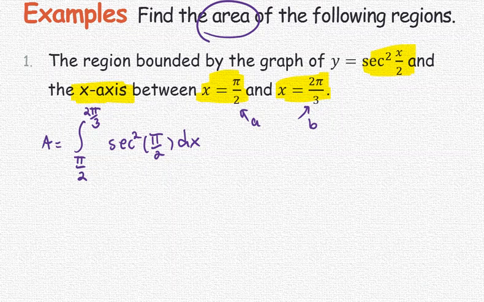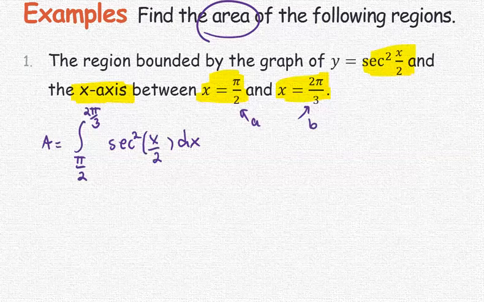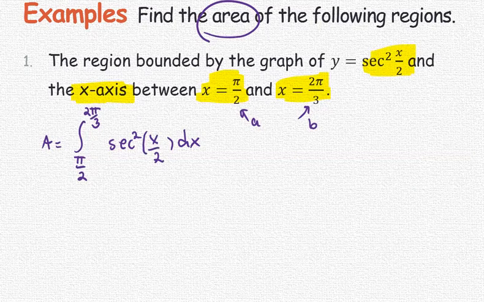Secant squared as a function, secant squared of pi over 2. No, this is not pi over 2, sorry, I'm wrong. It's secant squared of x over 2. I miscopied. So secant squared of something is an indication of a composite function, and the something is the inner function. That will help you set up the new variable u as x over 2.